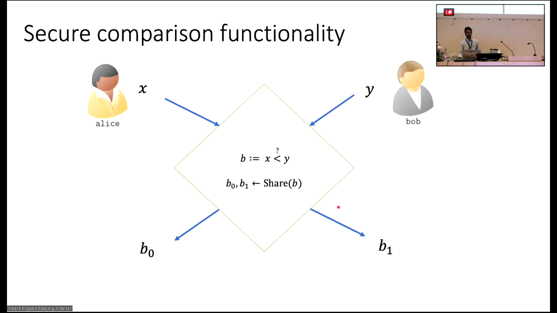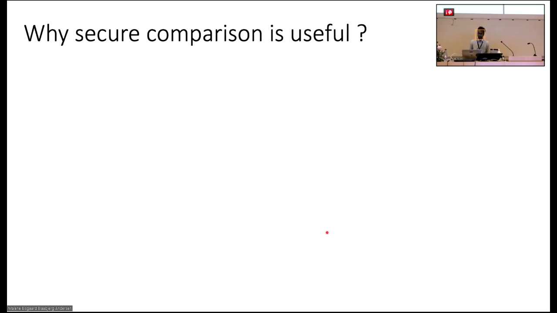More specifically, we are looking at the following secure comparison functionality. Alice has an input X and Bob has an input Y. They send the inputs to this functionality, which generates a bit B representing the comparison output. And then it secret shares this bit across the two parties. So we want the result to be secret shared among the two parties.